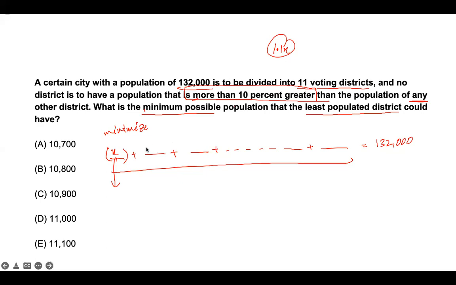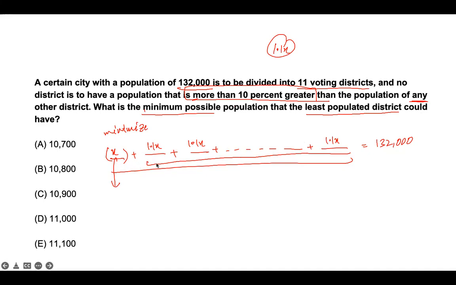So if this is the least, the maximum possible value of population for any district will be 10% greater. And we need to minimize this, and that's why we need to maximize all of the other 10 districts. So maximum possible population for any of these 10 districts will be 1.1x. So each of the 10 districts will have 1.1x population in that.